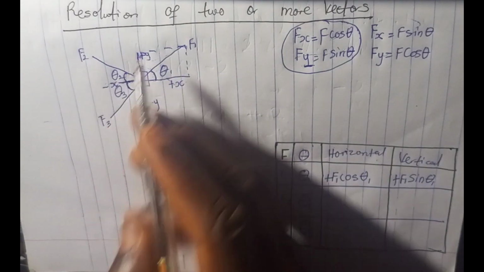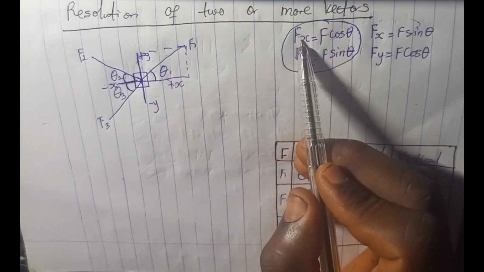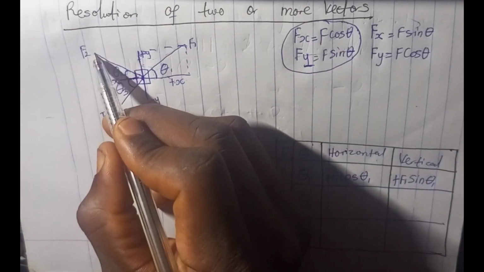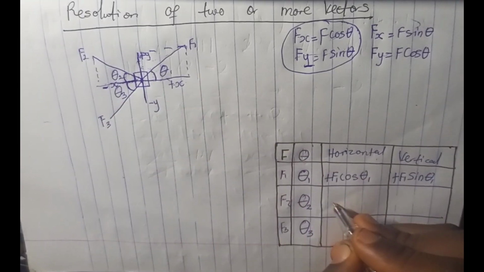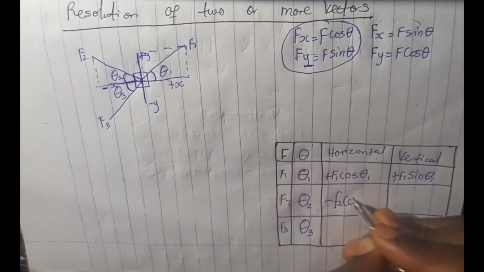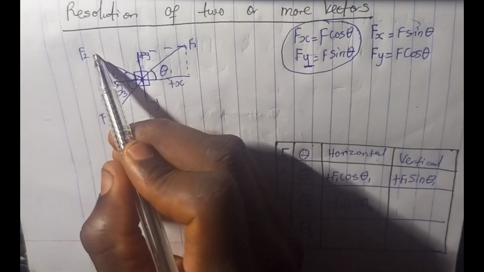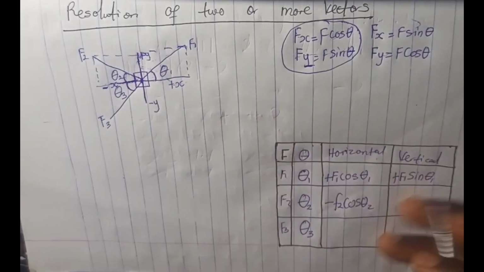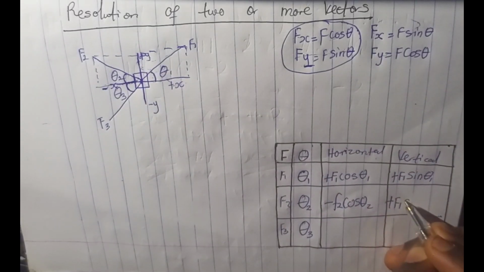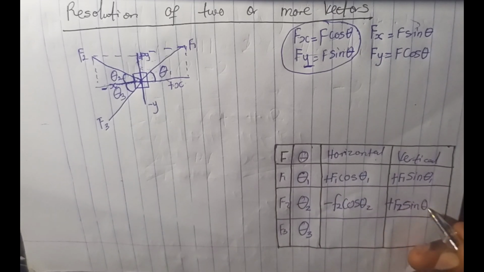So I have F2 now. If you watch F2, let's resolve it to the horizontal axis. We are taking this formula. If you trace this to the horizontal axis, we are meeting negative x. So it will be minus F2 cos theta 2. Now, if you resolve it to the vertical, you are having plus y. So it is plus F2 sine theta 2.